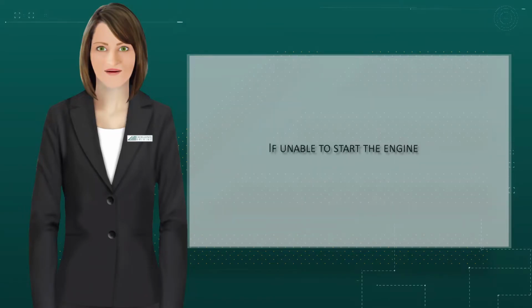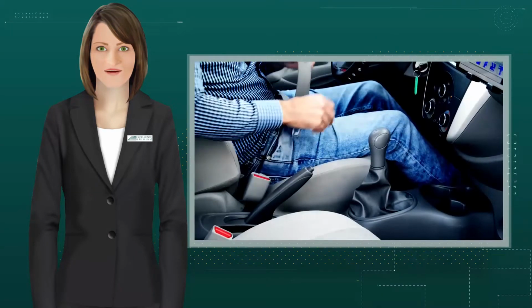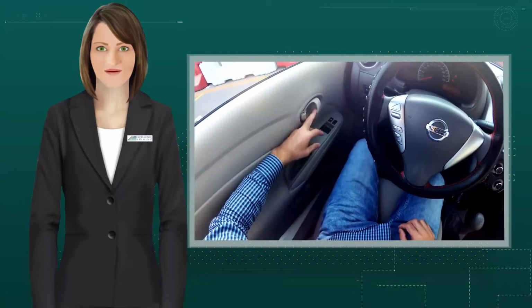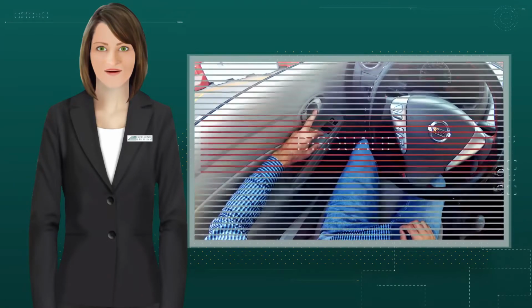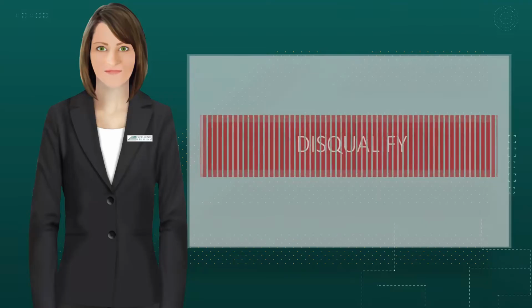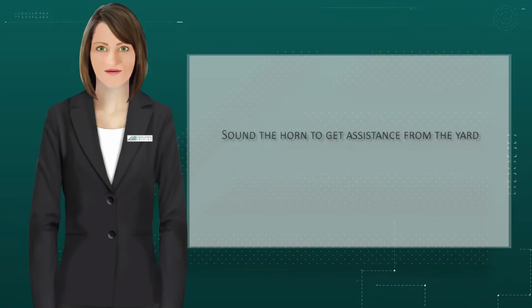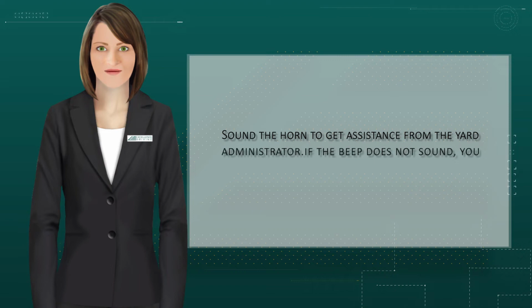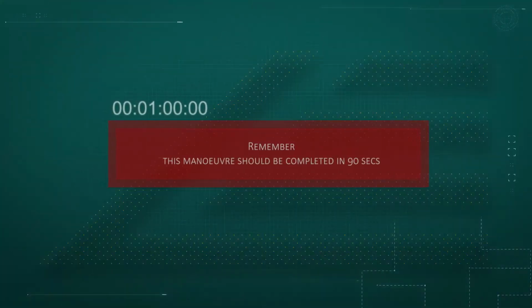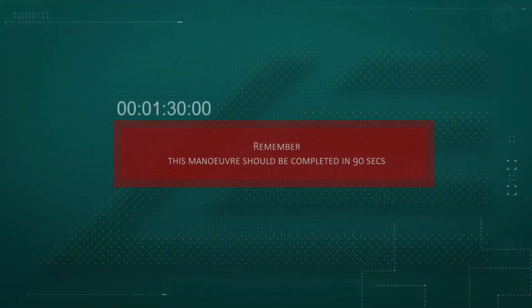If unable to start the engine, you must not undo the seatbelt and open the door to come out, as this reaction also will disqualify you from the test. Sound the horn to get assistance from the yard administrator. If the beep does not sound, you must apply the brakes at the first broken line. Remember, this maneuver should be completed within 90 seconds.